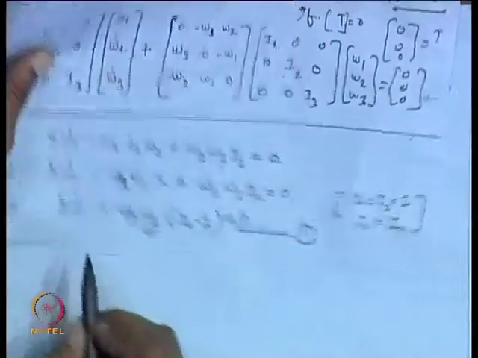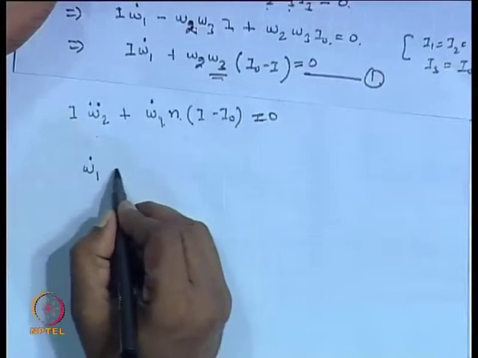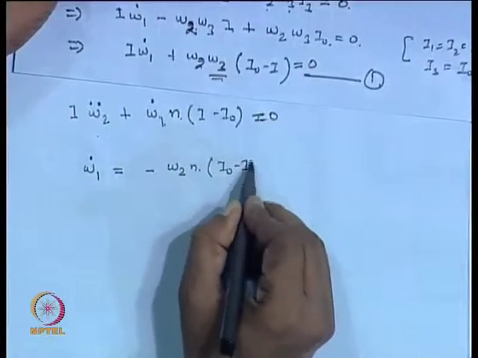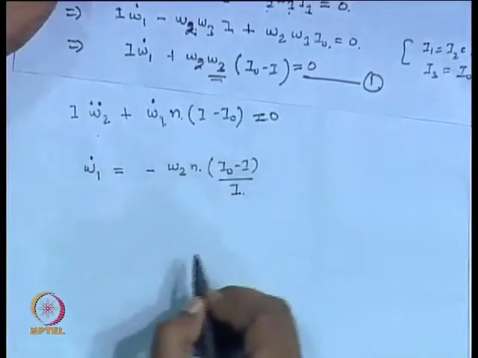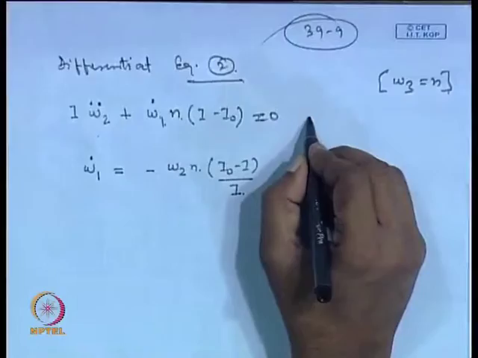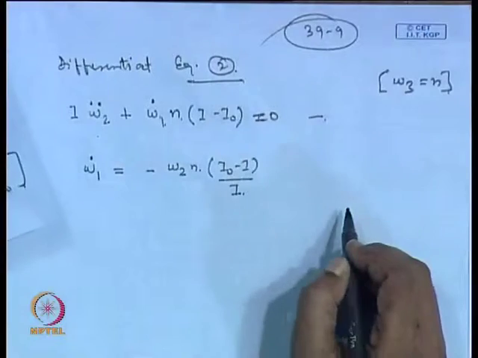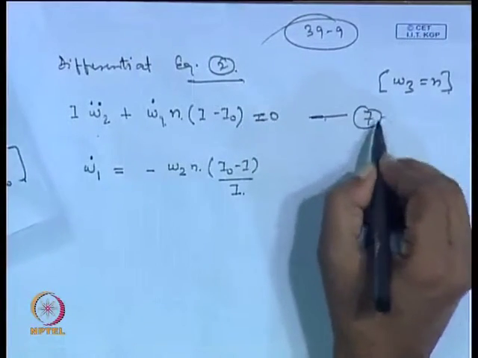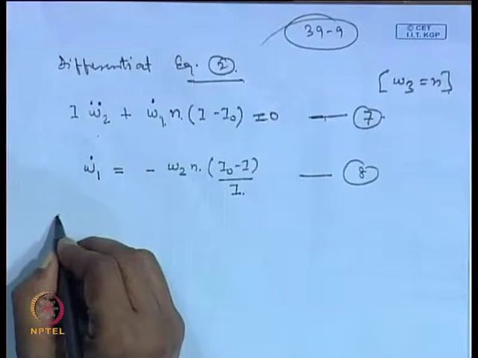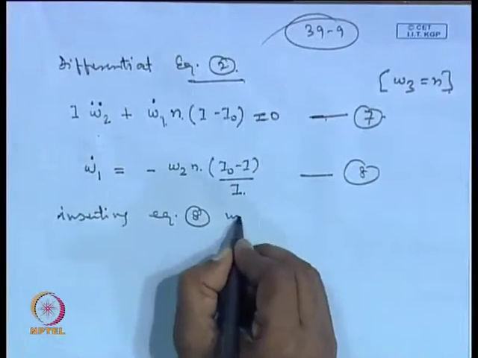Okay. So, in the equation number 1, this is the equation number 1 we have written earlier. So, omega 1 dot this can be written as minus omega 2 times n (I 0 minus I) divided by I. And let us name this equation as, this is equation number 7 and this is equation number 8. So, inserting equation 8 into 7.